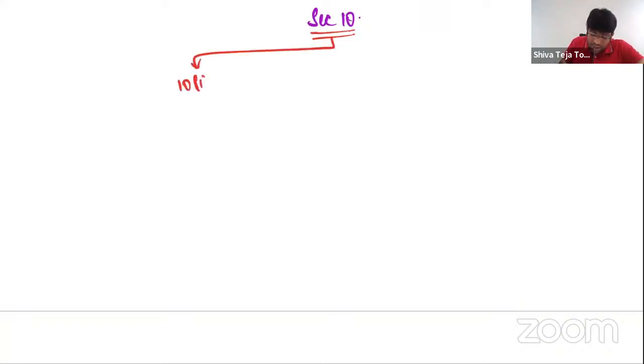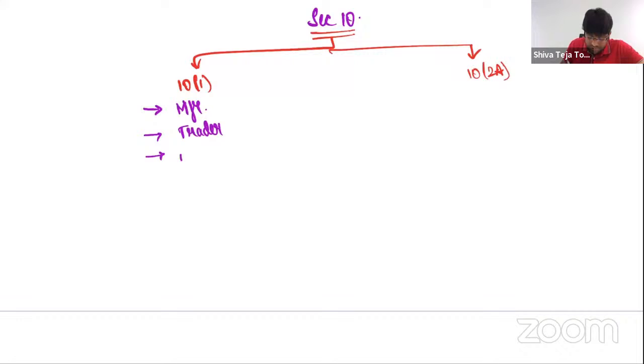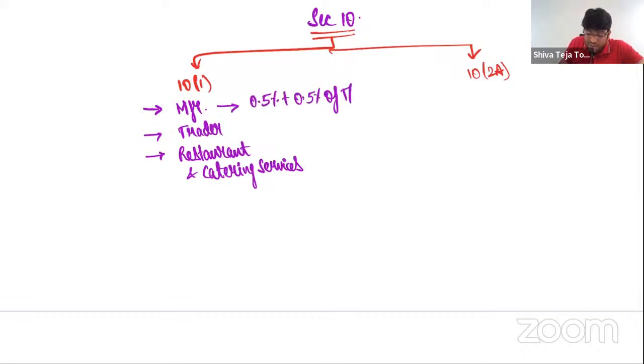Listen, friends, let me spend some good time on discussion about section 10. Something important. What is section 10? Section 10 deals with the concept of composition scheme. I'll divide that into 10(1) and 10(2). In 10(1), there are categories of persons: manufacturer, trader, restaurant and catering services. For manufacturer, it is 0.5% plus 0.5% of turnover.